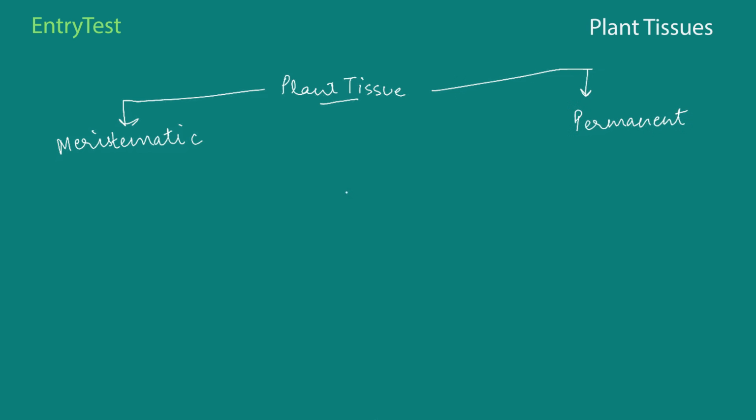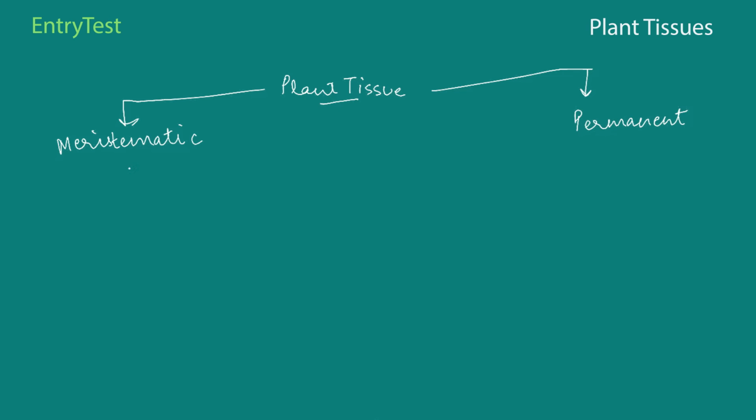Now the basic difference between them is that in meristematic tissue, the cells still undergo cell division. That means they still divide and produce themselves repetitively. But in permanent tissues, there is no more cell division. So that is why it's called permanent.